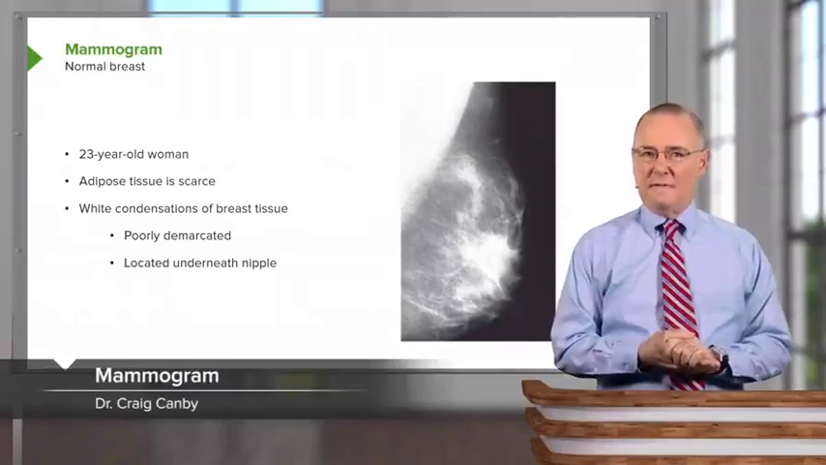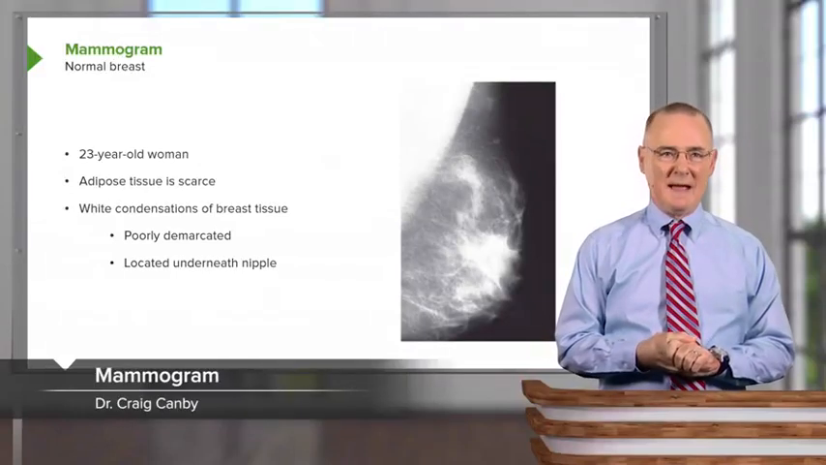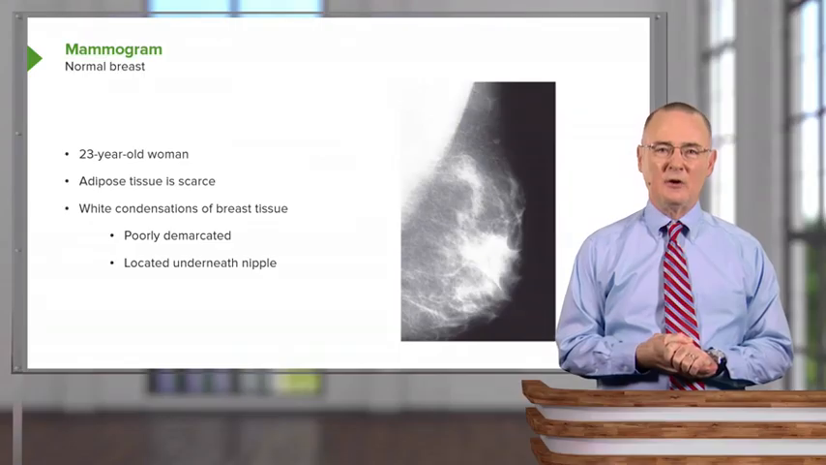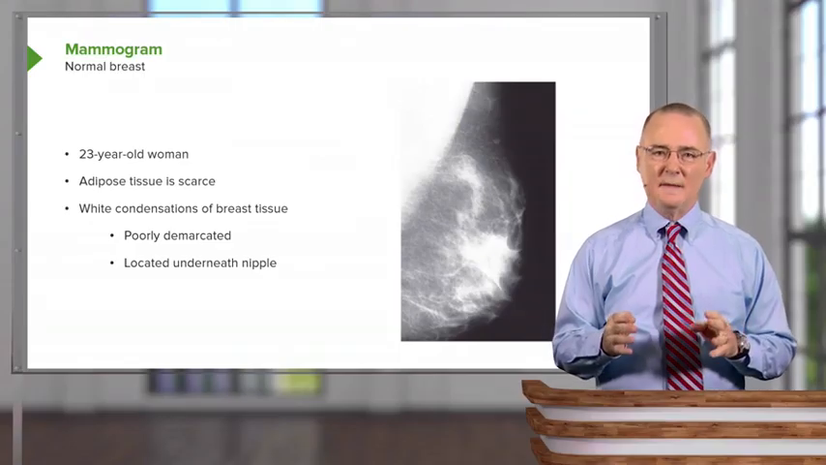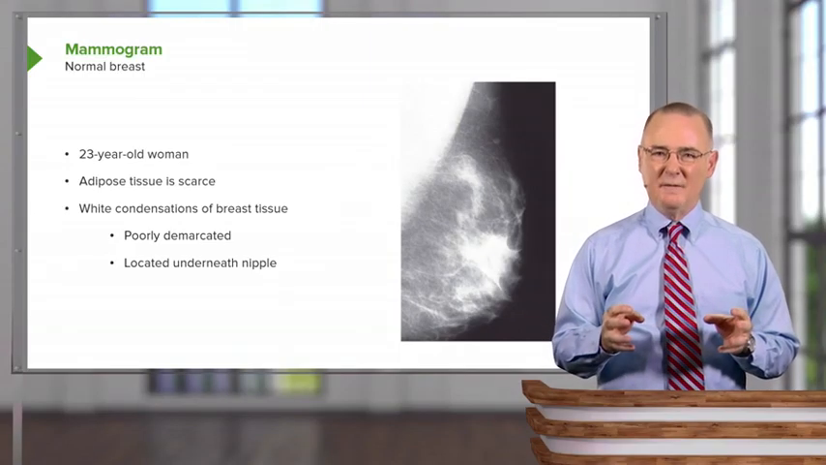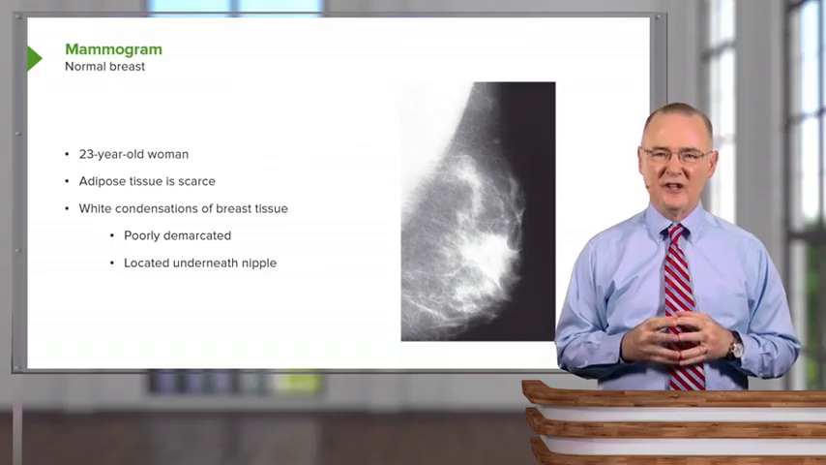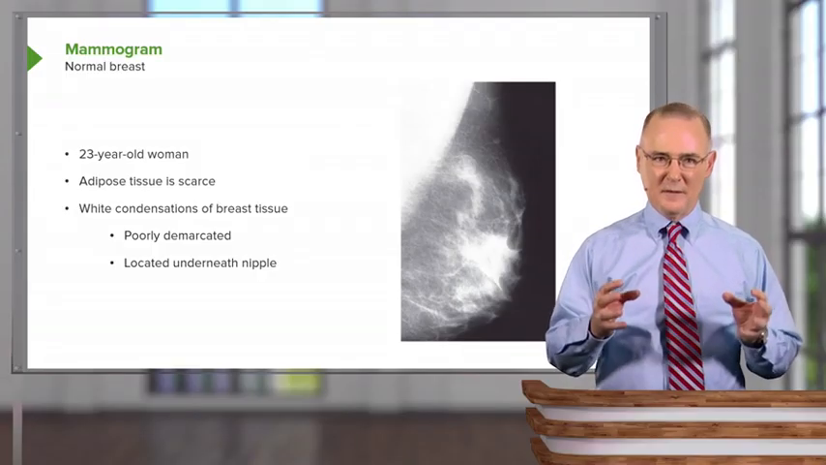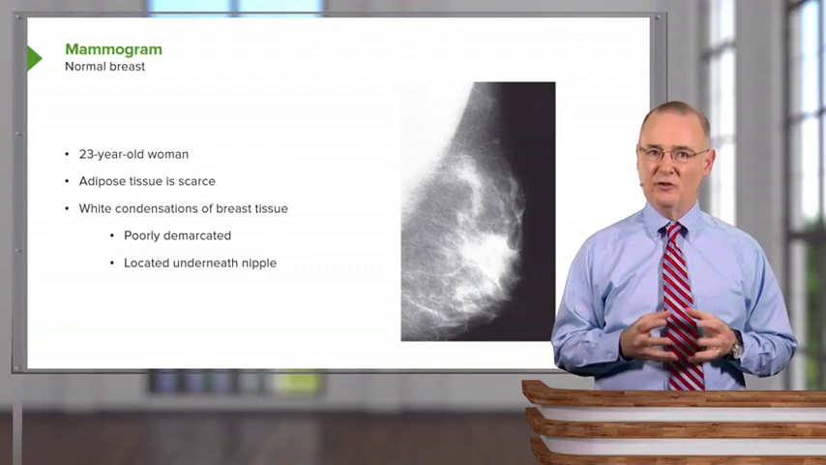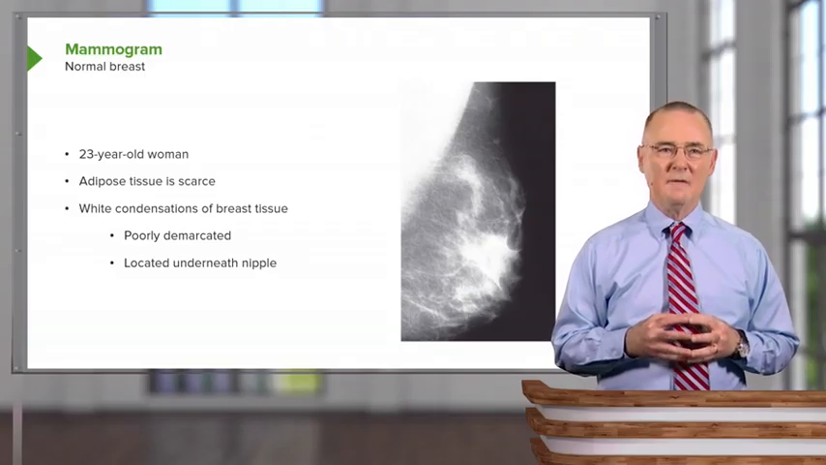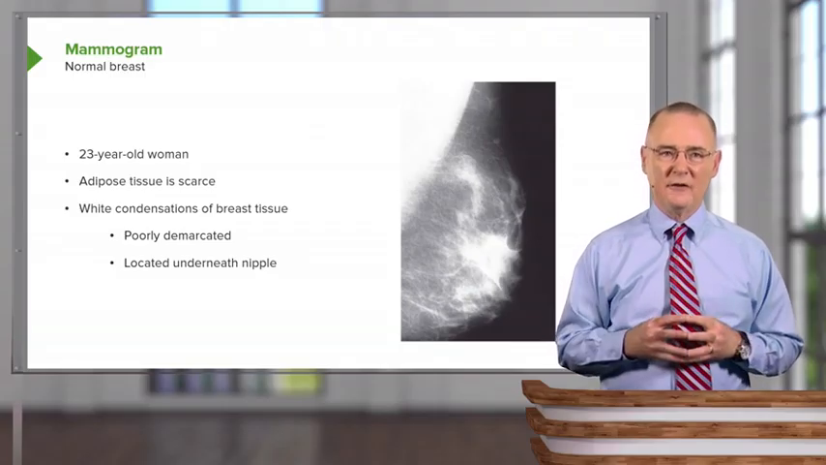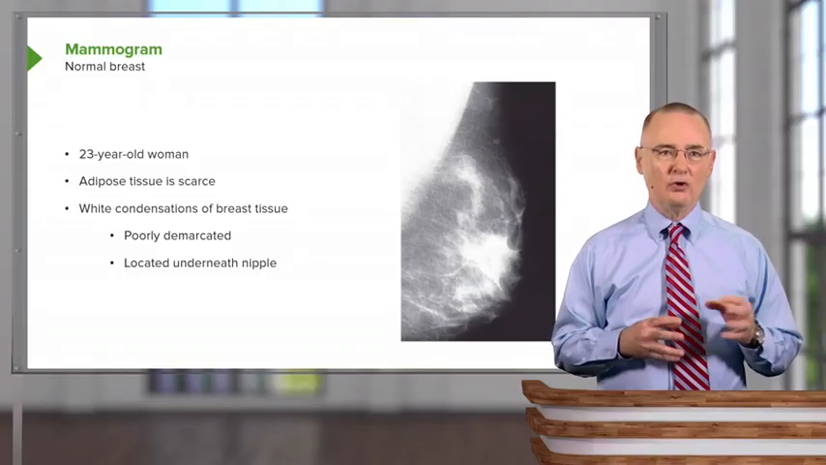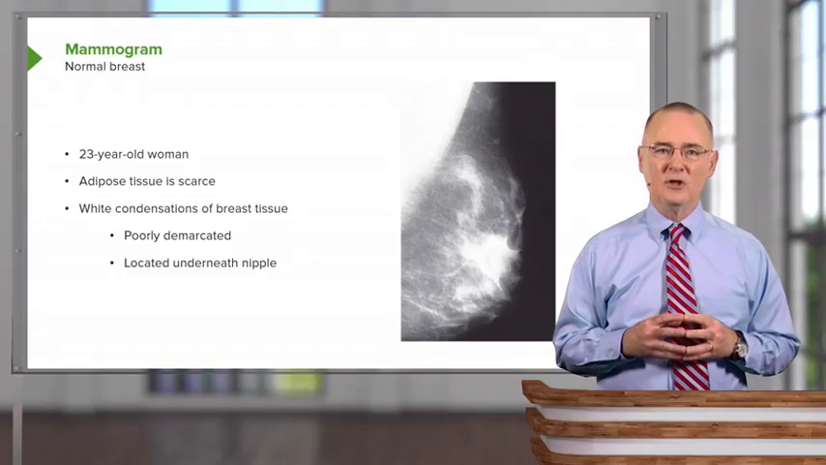A common procedure for women is a mammogram, and a mammogram can be used to help us understand the various tissue elements that exist in the breast and how you might interpret the mammogram based on those tissue components. Here we have a mammogram of a normal breast, a younger woman, 23 years of age.